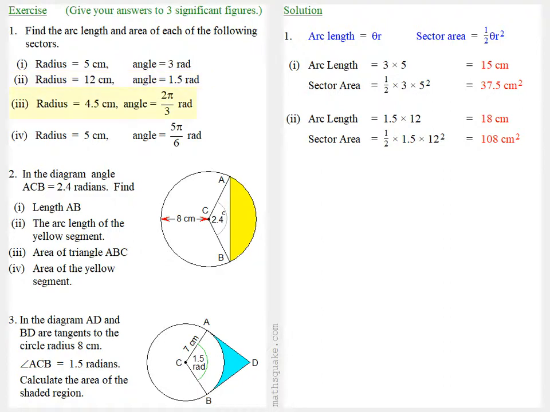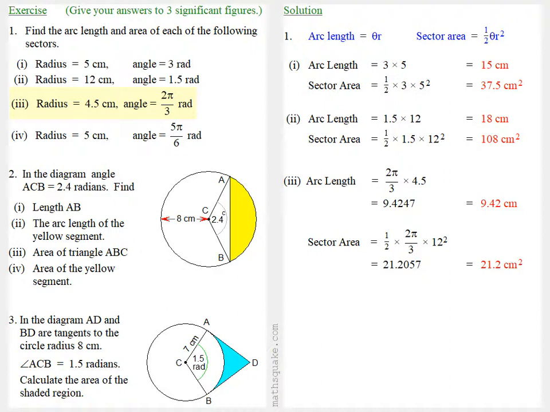In part 3 we're told the radius is 4.5 centimeters and the angle is 2 pi over 3 radians. So the arc length is 2 pi over 3 times 4.5, which works out to be 9.4247, which rounded off gives 9.42 centimeters. And the sector area is a half times 2 pi over 3 times 12 squared. So that's 21.2057, or 21.2 square centimeters when rounded off.